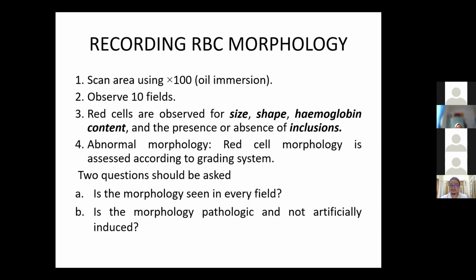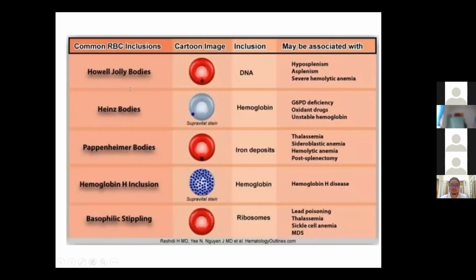We want to ask ourselves if the morphology can be seen in every field, and if the morphology is pathologic and not artificially induced. So these are some of the RBC inclusions. For example, the Howell-Jolly bodies. So this is the image. You see an enucleated RBC with a black dot, a densely stained area there, which should not be there. And that one is actually a dense area containing DNA material.